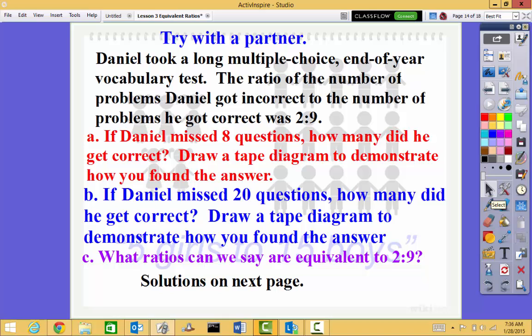Okay, with a partner, you're going to solve this problem. Daniel took a multiple choice end of the year vocabulary test. The ratio of the number of problems Daniel got incorrect to the number of problems he got correct was 2 to 9. What I want you to do is solve this problem with a partner.